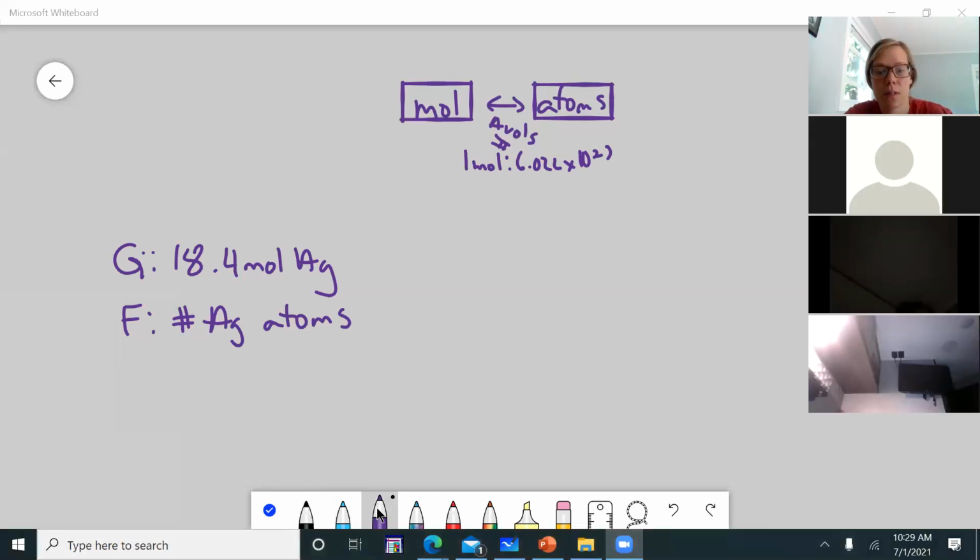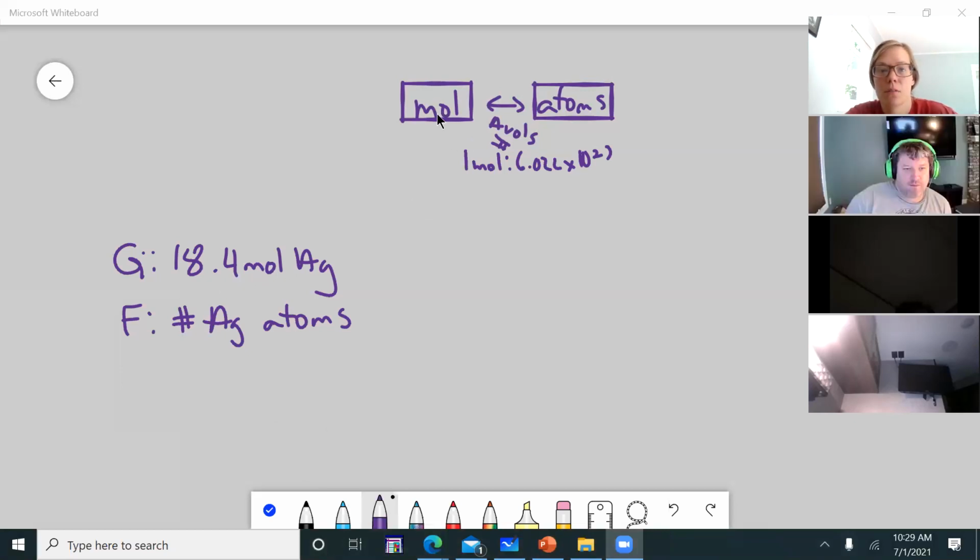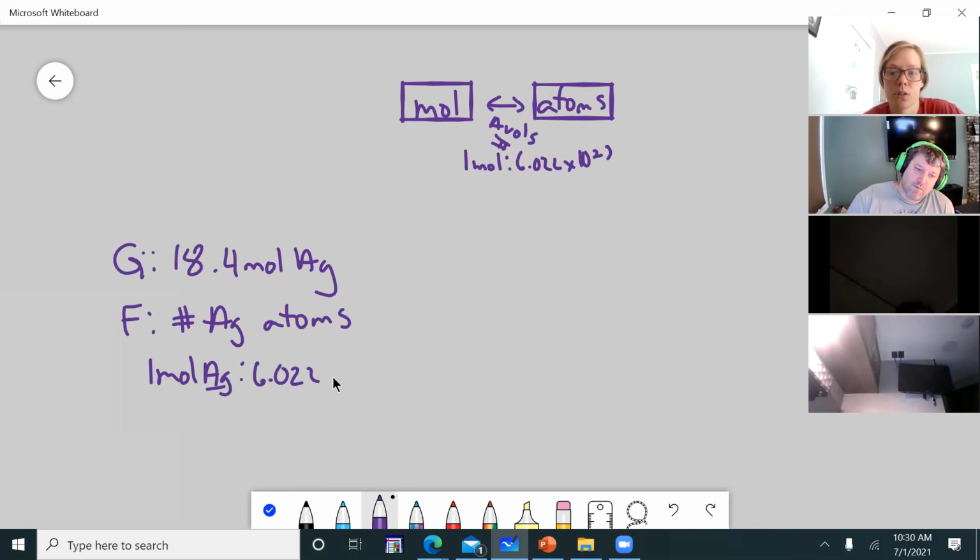All right, so looking at this one, we're trying to flip between moles and atoms. So we need to use Avogadro's number. I like to write my conversion factors. So 1 mole, and I'm going to put it as 1 mole of silver. Sometimes people get in the habit of just writing 1 mole and they don't give it its individual element or molecule, because you're going to have moles of different things later on. So 1 mole of this is equivalent to 6.022 times 10 to the 23rd silver atoms.